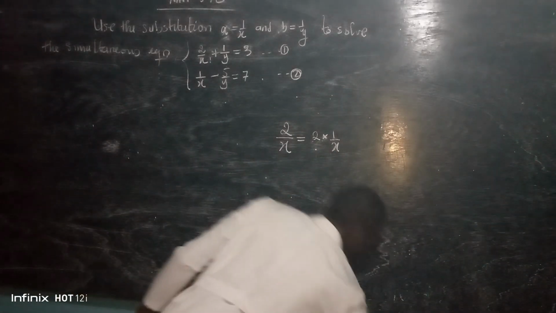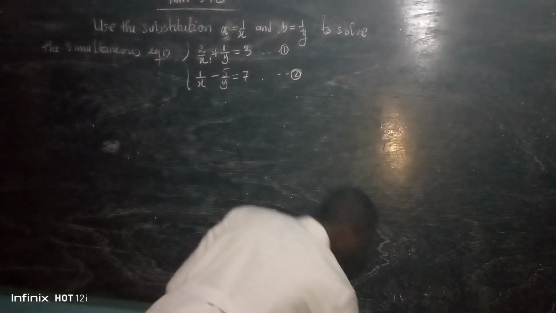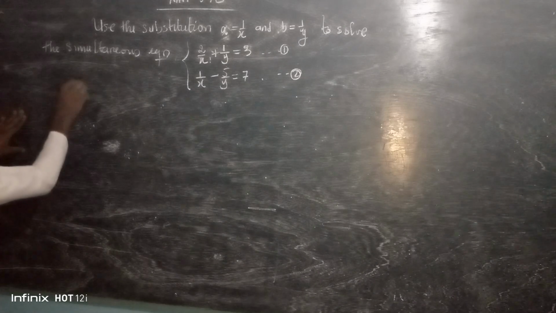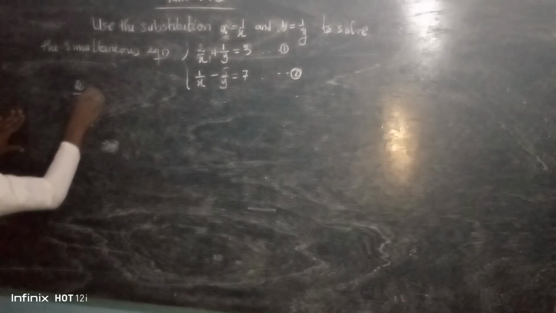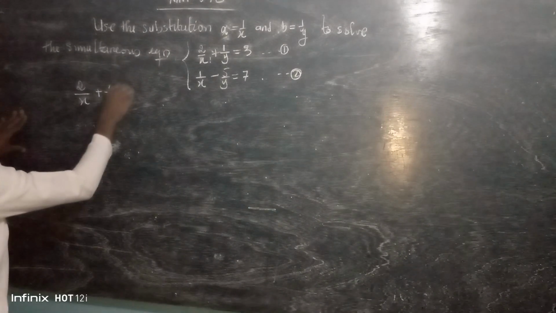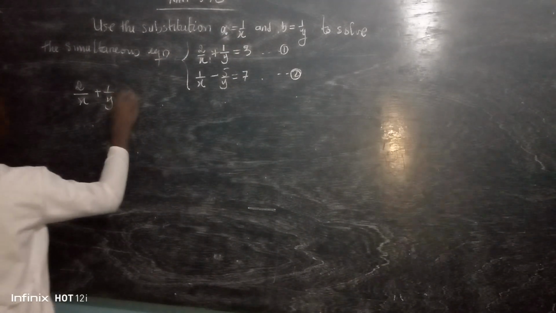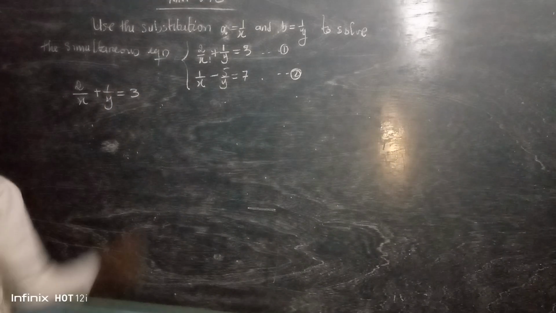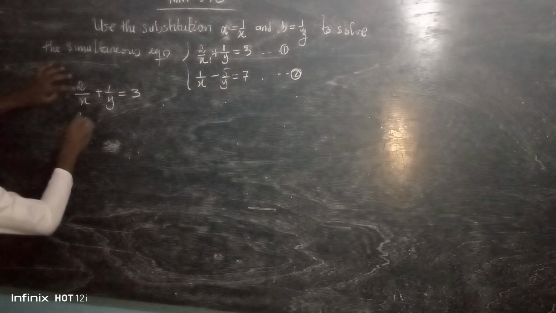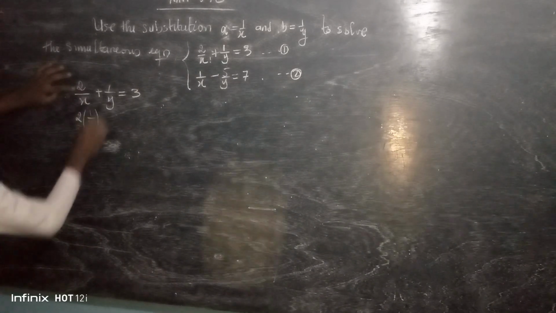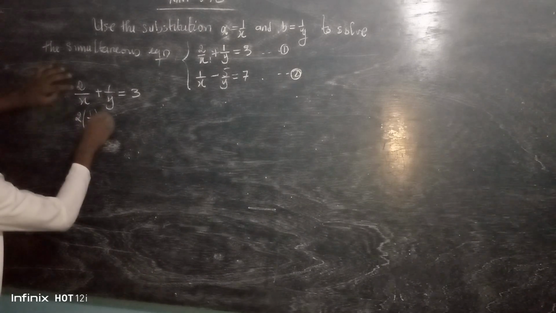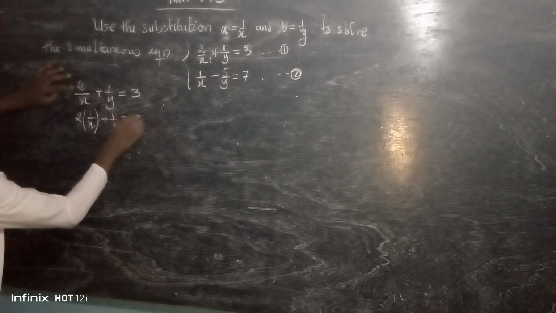So we are going to go straight forward. We are going to use the substitution the way the equation gave us. They say we should use the substitution a equals 1 on x and b equals 1 on y to solve this equation. You will see that 2 over x can be written as 2 times 1 over x. Yeah, 2 times 1 will give 2 on x plus 1 over y equals 3.